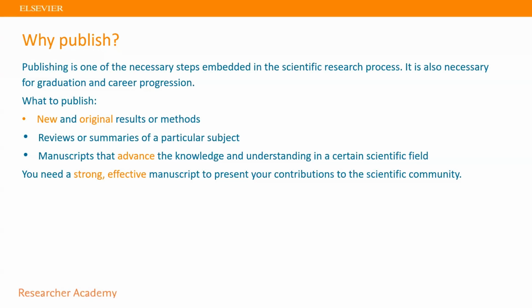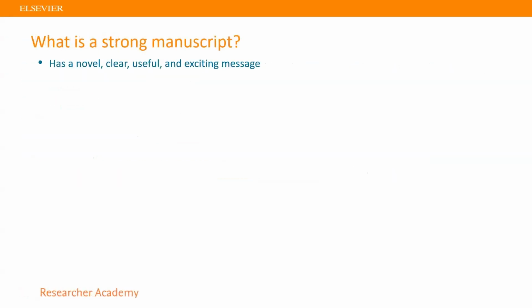Manuscripts are there to advance the knowledge, of course, in your field, and to understand what the new needs of that field are. And you do need, of course, a strong and effective manuscript in order to stand out in this 5,200,000 manuscripts a year that are being published. So what does a strong manuscript look like? So the scientific message effectively must be clear, it must be useful, and it must be exciting, right? It has to really stand out from the crowd.